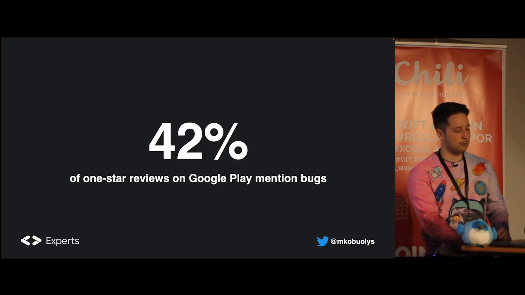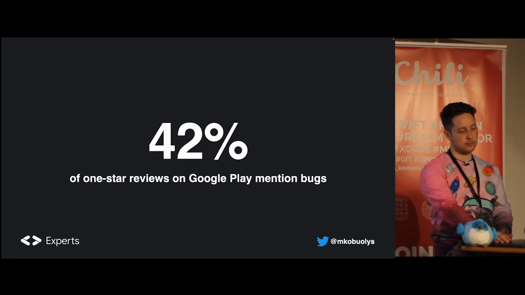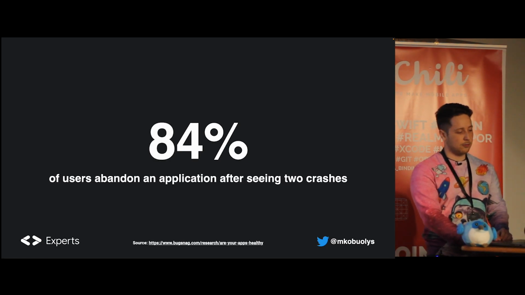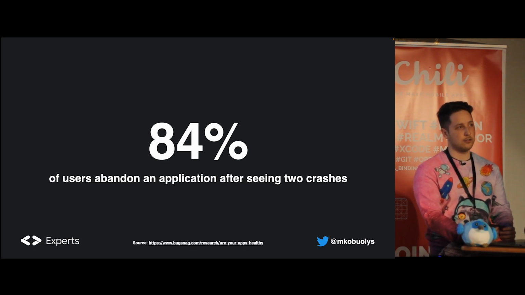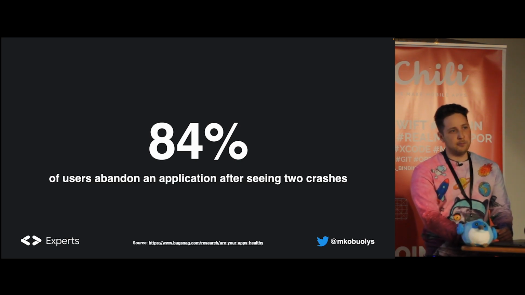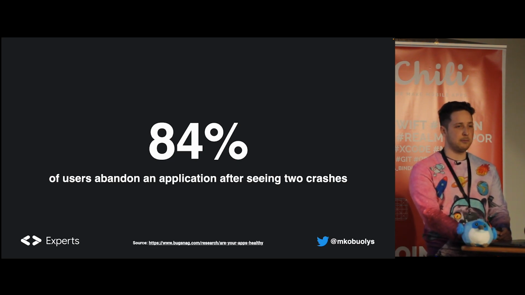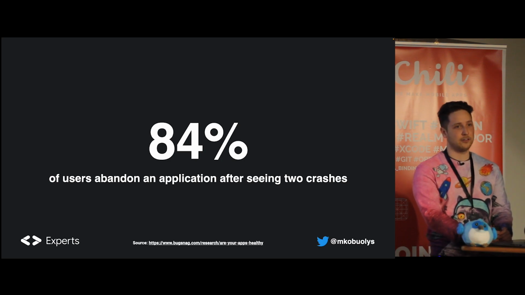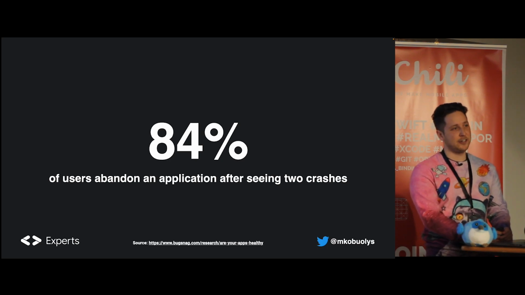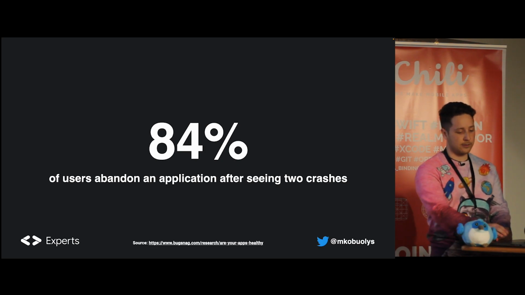So 42% of 1-star reviews on Google Play mention bugs, and even 84% of users abandon an application after seeing 2 crashes. Meaning, maybe you're building the next app in the market. Maybe it's also a problem that hasn't been solved before. But as long as your product is not stable enough, as long as it's crashing, as long as it has some errors or unexpected, unhandled problems there, people will definitely search for alternatives, more stable ones, and you'll lose some value as a business.